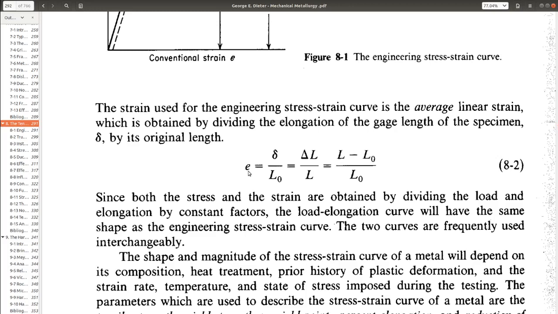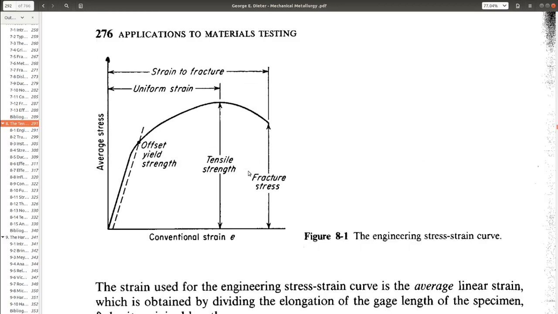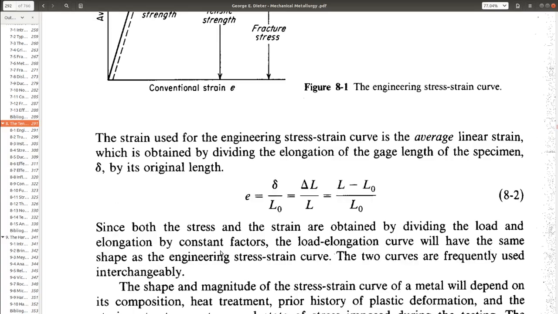Now what we do is, once we know all these things for different E and different S, we will plot it, and if we plot for a metal, we will get somewhat like this. Okay, and this is known as engineering stress strain curve. Fine. Now from this engineering stress strain curve, what are the things we could know?